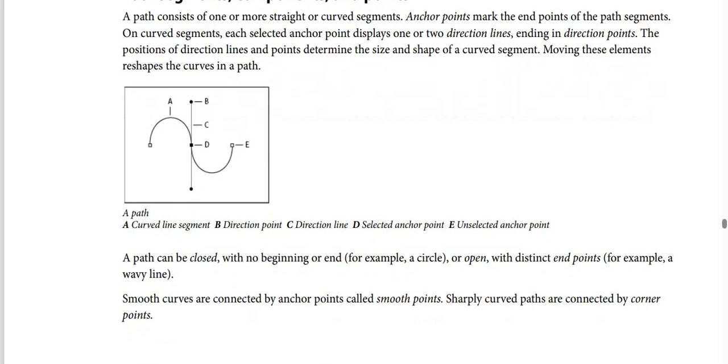Like this image now, this screenshot appears for you, and it explains everything about the path. We have A, B, C, D, and E. A means curved line segment, B means direction point, C means direction line, D means selected anchor point, and E means unselected anchor point.